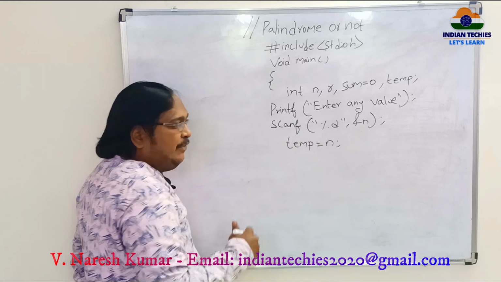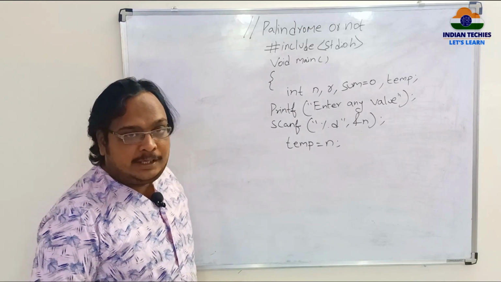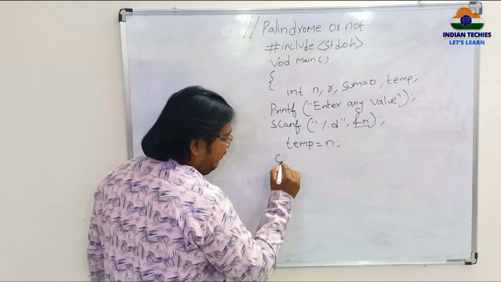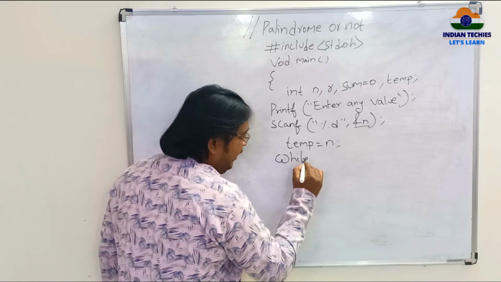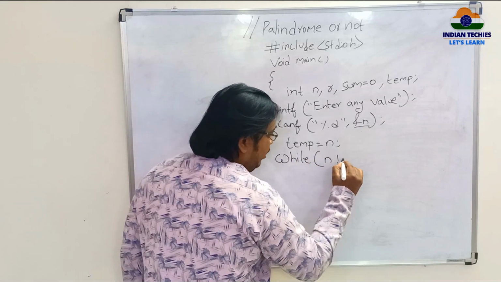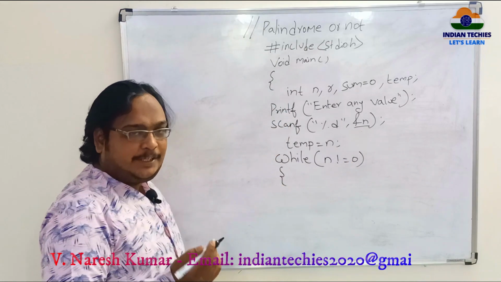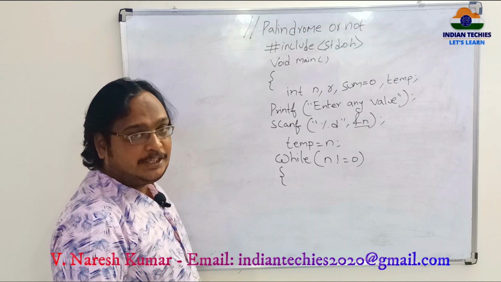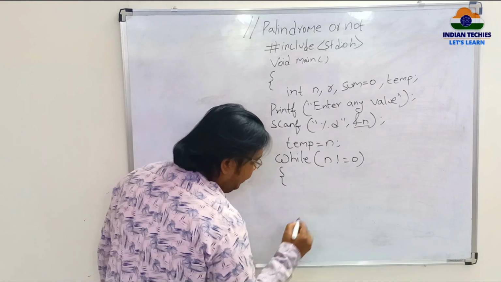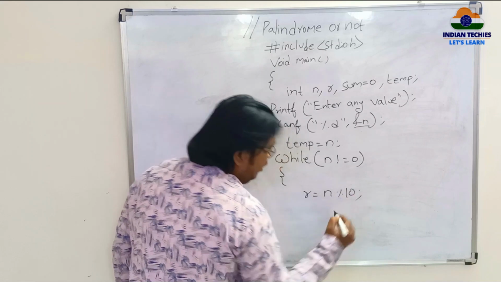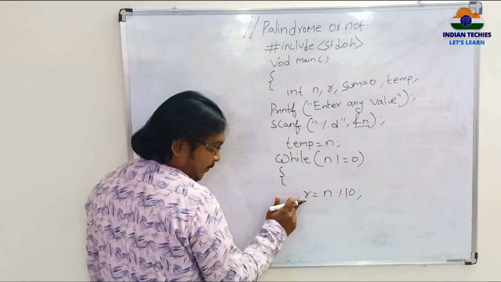Now, till where this repetition has to be done? Till my given value n becomes 0. So my while condition will be: while n not equal to 0. Whatever steps we have discussed, now we have to write those steps. That is, r is equal to n mod 10. This statement takes the remainder.